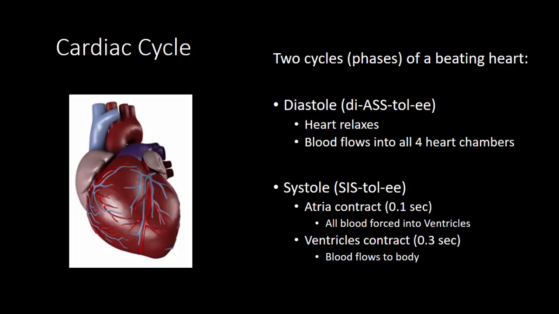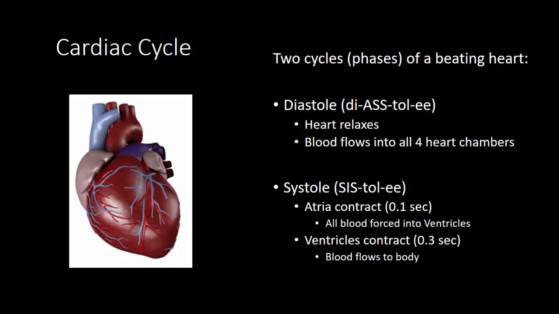Obviously, the heart is responsible for the movement of blood through the body. The cardiac cycle is the rhythmic contractions of the heart. There are 2 phases of a heartbeat, diastole and systole. Diastole is the period of time when the heart relaxes. During this phase, blood flows into all 4 chambers of the heart at once. Systole is when the heart contracts.